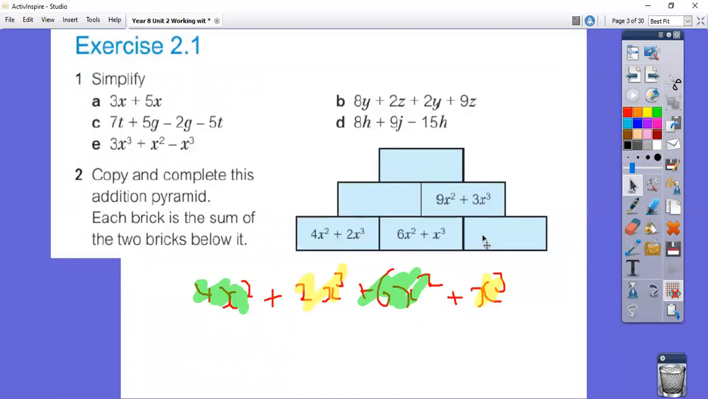Now to work out this missing block, you basically need to do the opposite. You need to take 9x squared plus 3x squared, subtract 6x squared plus x cubed to work out this missing block here. So subtract here from here to get to there. Once you've worked out this brick, add these two bricks together to work out the final brick on top.